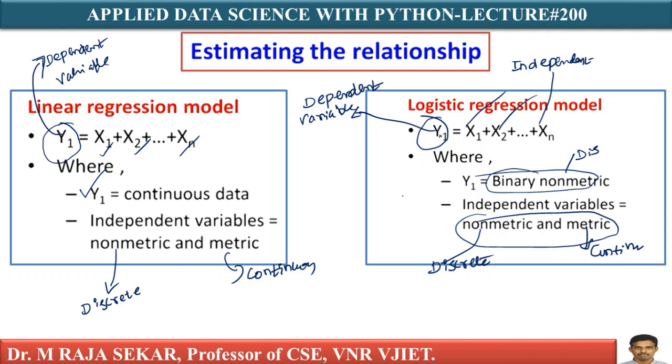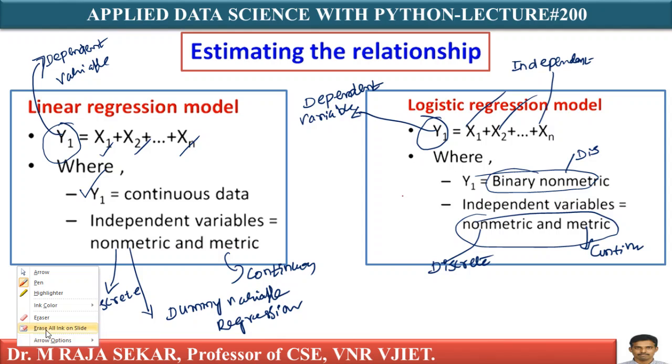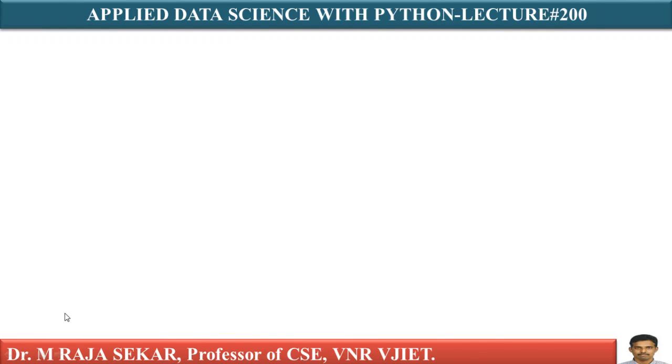In the case of the linear regression model, if the independent variable is discrete, then what do you have to use? You have to use the concept of dummy variable regression. This concept I will discuss in future classes. For the time being, I will proceed further. This is one basic difference between linear regression and logistic regression.